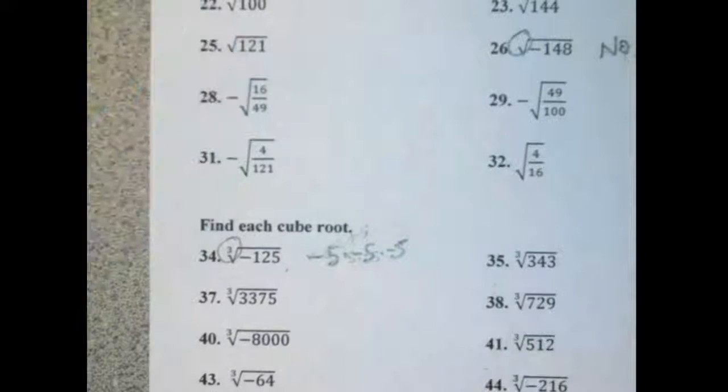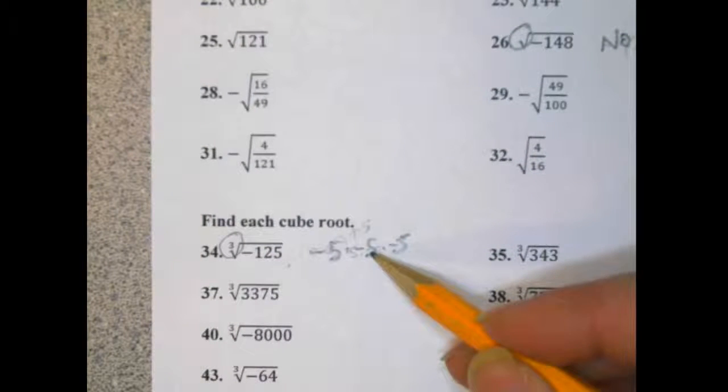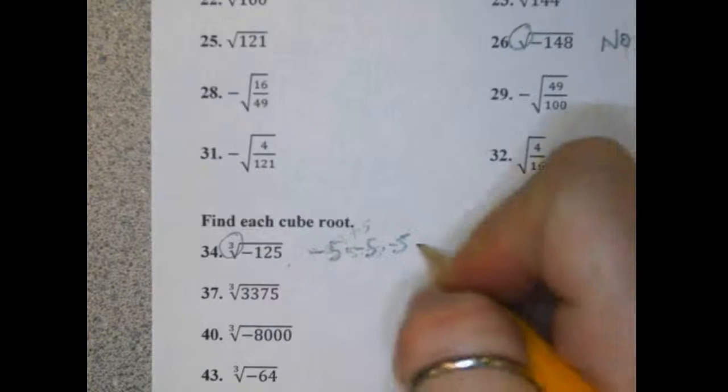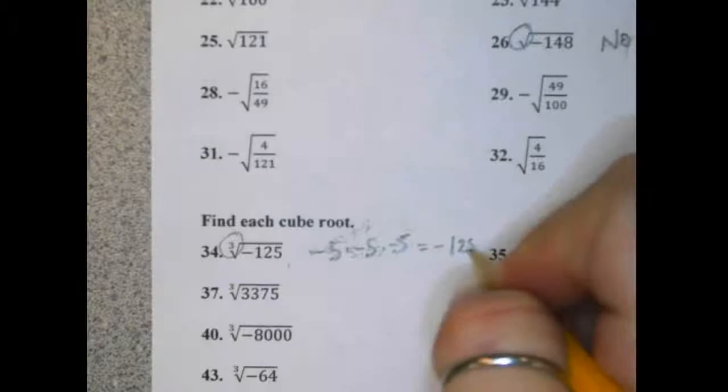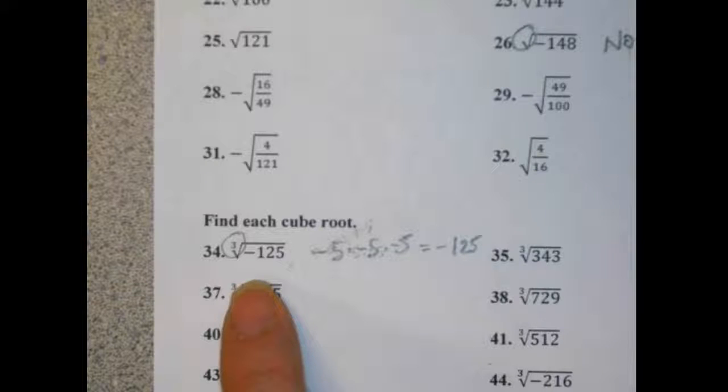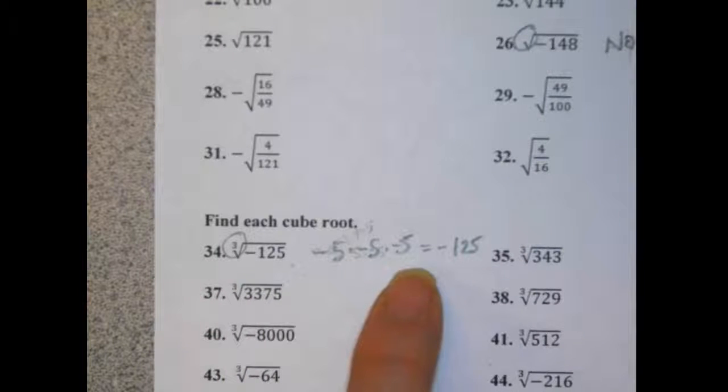Negative 5 times negative 5 is positive 25, right? Positive 25 times negative 5 is going to be negative 125. And that's what I need to have under here. So it can work for my cube roots. It just has to work, right? So you can have an approximate or an exact answer here. Okay? Does that make sense?